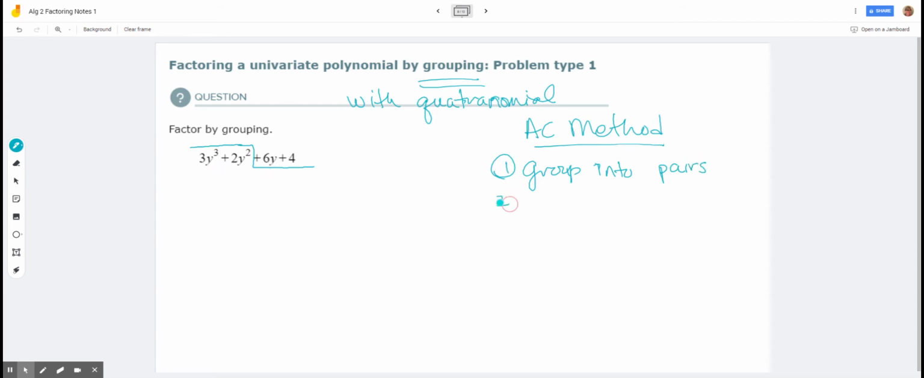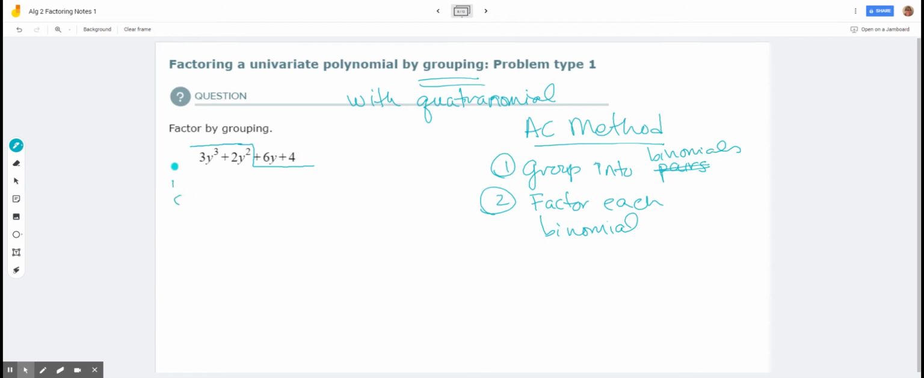This is a pair and that's a pair. Step 2, factor each. Oh, maybe instead of pairs, I should use a math term, like into binomials. Get it? That's a binomial and that's a binomial. Factor each binomial. So you look here and ask, what do they have in common? They have a y squared in common. So y squared times, divide this by y squared, and you're going to get 3y plus, divide this by y squared, and you're going to get 2.